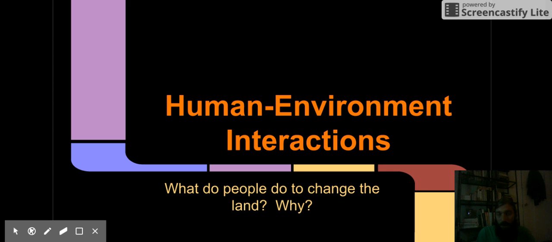Okay, and we're going to be able to answer the question at the bottom: what do people do to change the land and why? Okay, because we talked about settlers coming to the land. Now we're going to see what do they do once they get there.